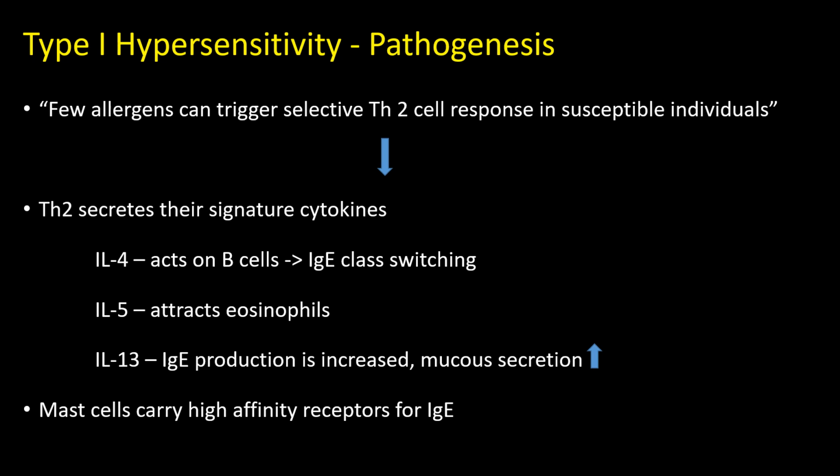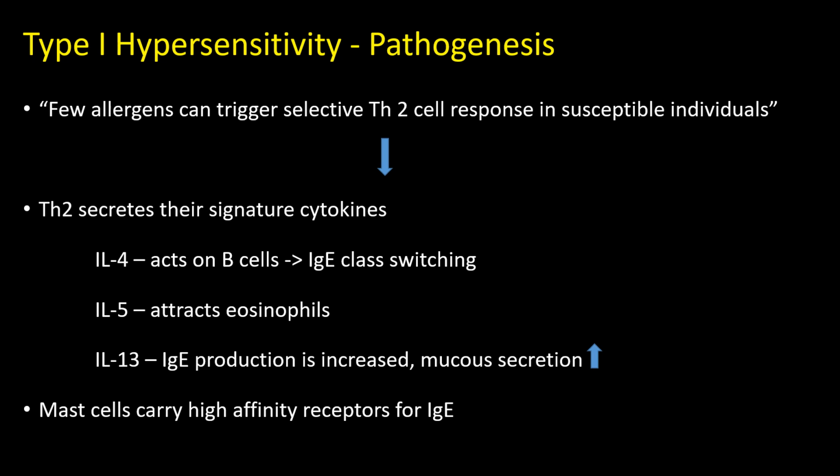So the central cell that is responsible for type 1 hypersensitivity reactions is, remember, T helper cell type 2. We also call it the Th2 helper cell. So what actually happens here is, a few of the antigens that are present in the environment, for some unknown reasons, when they enter the body, trigger a very potent T helper 2 cell response.